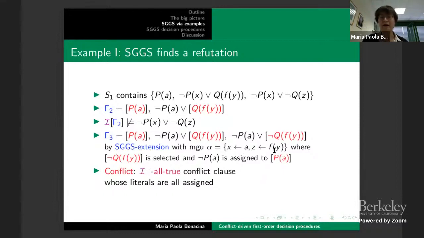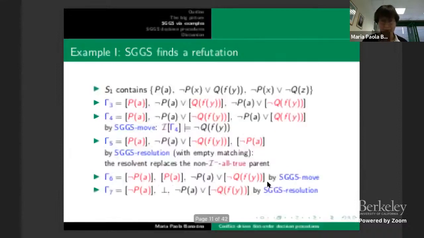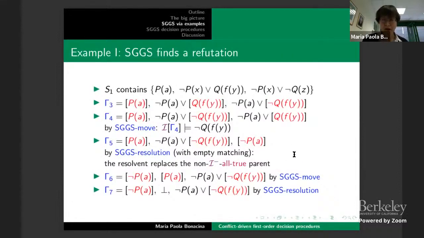And again, now we need to choose a negative literal because they are both negative, and SDGs chooses the one that is assigned rightmost, that is not Q(f(y)), because it is assigned to Q(f(y)), in the sense that the selection of Q(f(y)) makes not Q(f(y)) false. Now this clause is a conflict clause because all its instances are false in the current interpretation I gamma 3. So we need to solve the conflict.